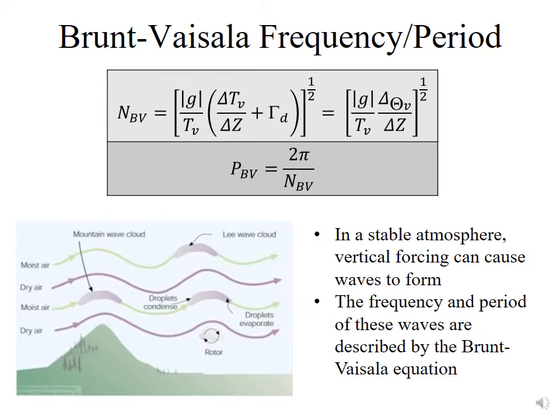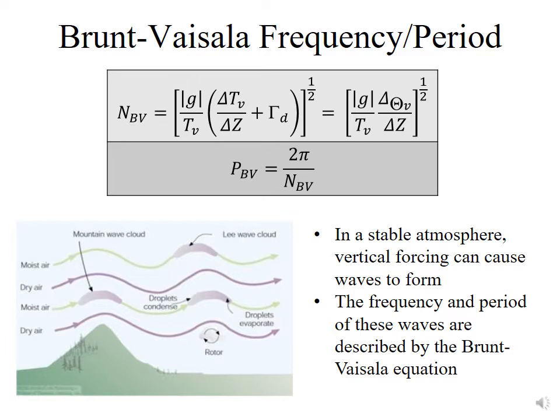The Brunt-Vaisala frequency and period is essentially a measure of the stability of the atmosphere. So in the picture down below, we actually have a mountain obstruction, and the air is being pushed up over that obstruction. And in the case of a stable atmosphere, that is going to cause waves to form downstream of that object. And the Brunt-Vaisala period or frequency is essentially a measure of these waves, and it'll give their period and their frequency.